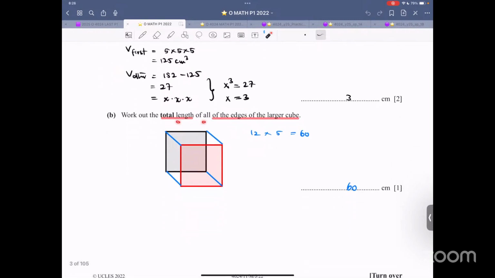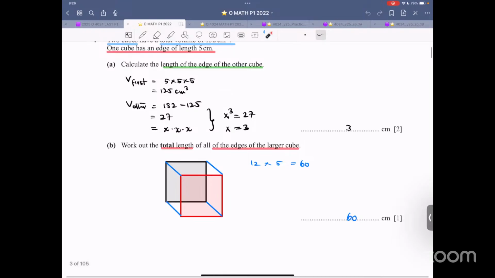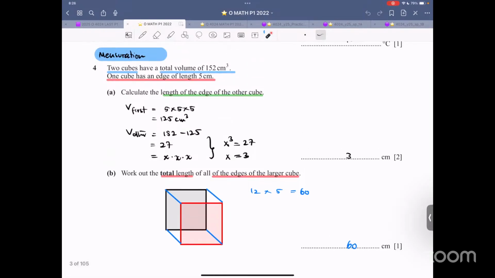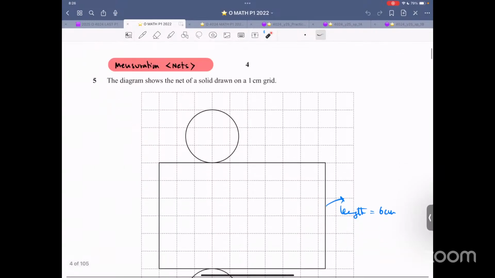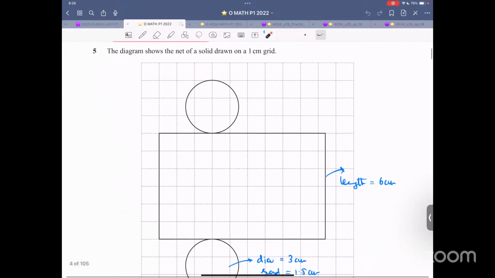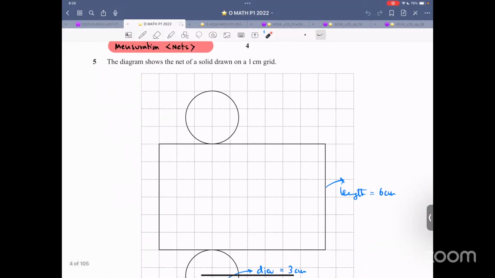Work out the total length of all the edges of the larger cube. Now the larger cube has a side 5 centimeter. How many edges are there? I think 12. So 12 into 5 is 60. That is the answer. Something about net, in which a net is already drawn, and they are asking you to do some calculation. The diagram shows the net of a solid drawn on a 1 centimeter grid. That is the diameter. That is 3 centimeter is the diameter. Radius is 1.5.